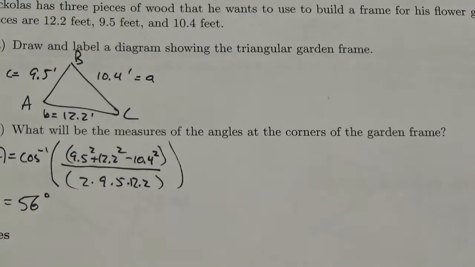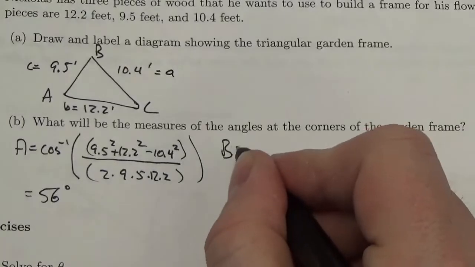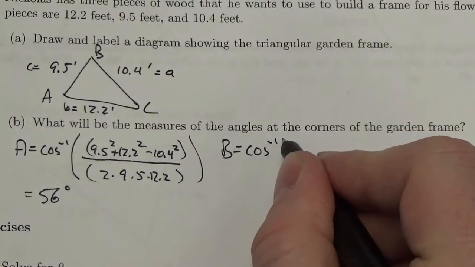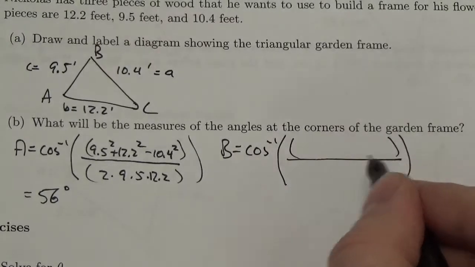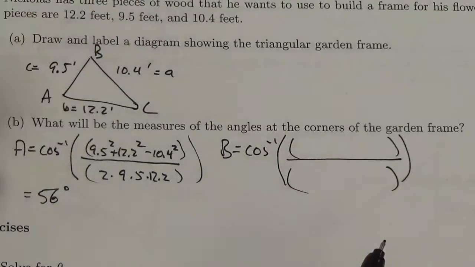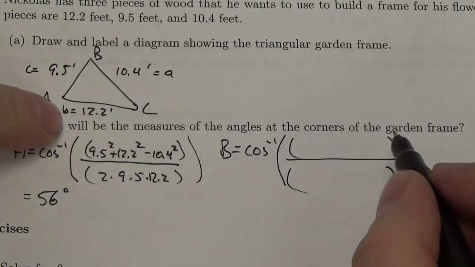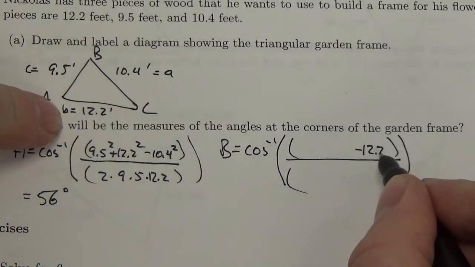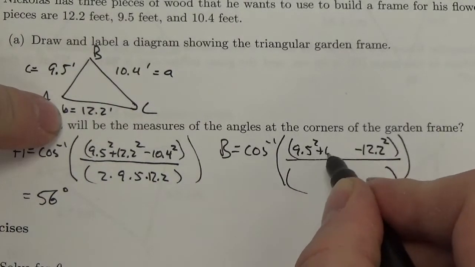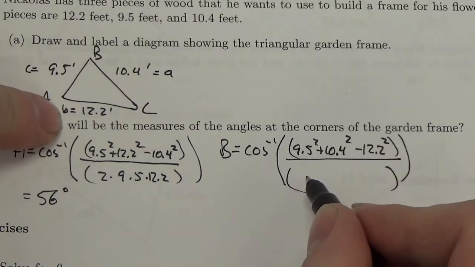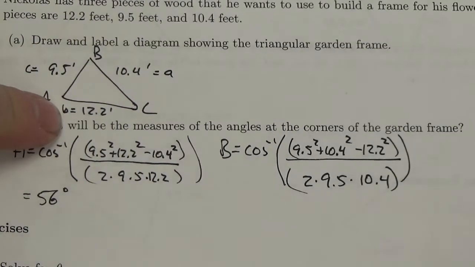Okay? Now, we're supposed to find all the angles. Let's find angle B. So angle B, same thing, would be the inverse cosine of, now I'm going to set this up, brackets around the numerator, brackets around the denominator. If I'm looking for angle B, then I need to subtract side B, which I know is going to be 12.2. So this is going to be minus 12.2 squared up there. And then this would be 9.5 squared plus 10.4 squared. And then in the denominator, 2 times 9.5 times 10.4.